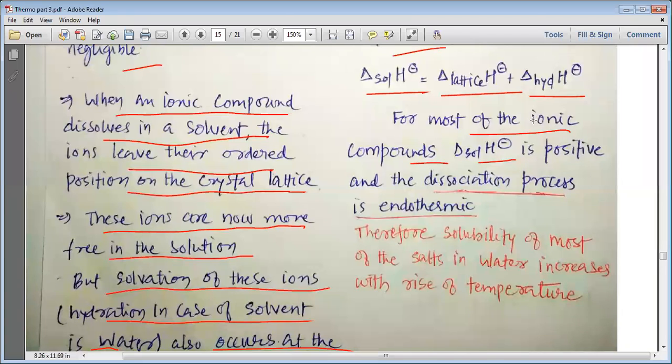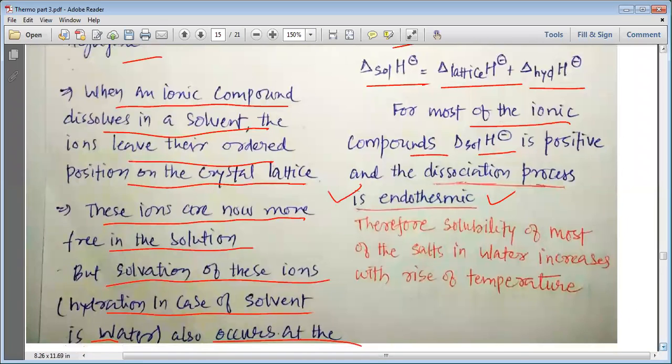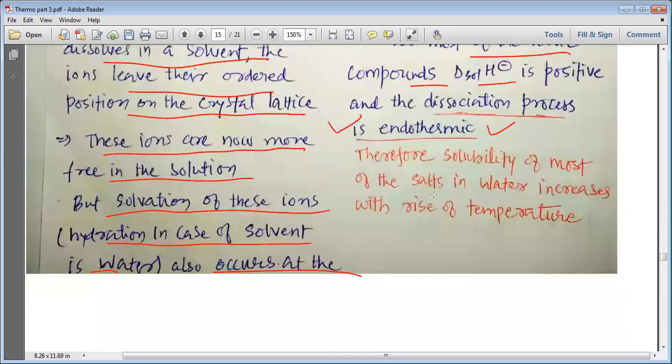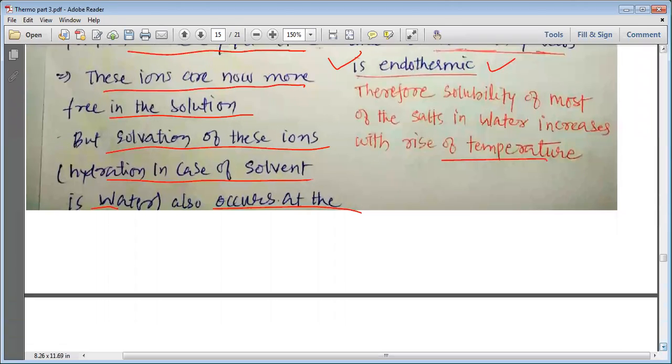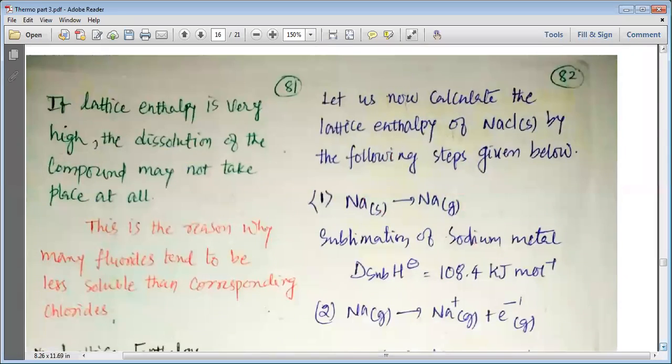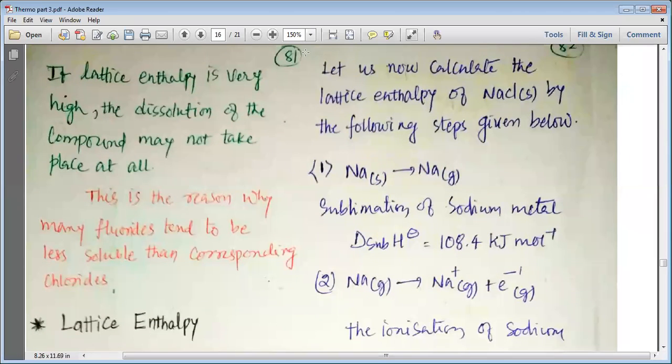In most of the ionic compounds, enthalpy of solution is positive. That means energy is required, and the dissociation process is endothermic in nature. So as energy is required, we call it an endothermic process. Therefore, solubility of most of the salts in water increases with the rise in temperature. As you increase the temperature, most of the ionic compounds dissolve more in water because the dissociation of ionic compound into ions is an endothermic reaction and energy is required for that particular process.